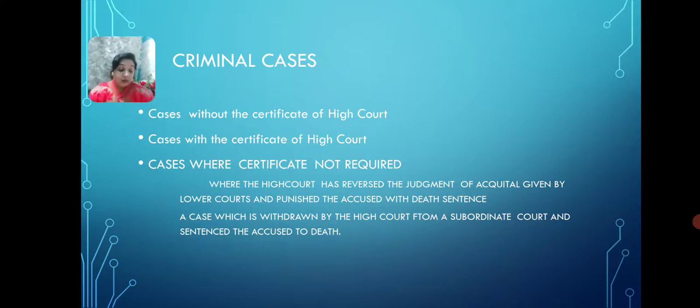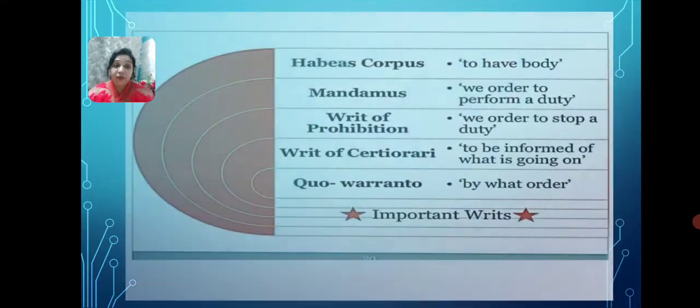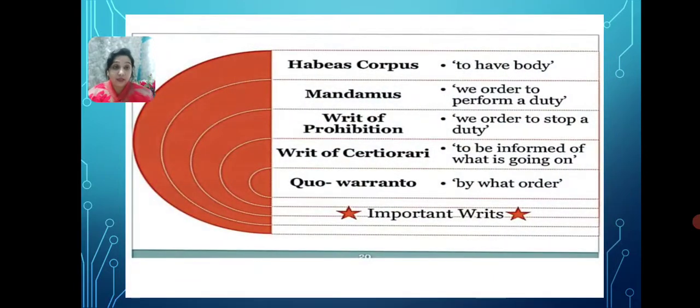Okay, so these are the things that you have to keep in mind. Next we will move to certain writs. You remember we have discussed the writs. Now what do you mean by writs here? We have discussed the protection of the fundamental rights, where the court can issue several writs for the enforcement of these rights. Now different types of writs are here.